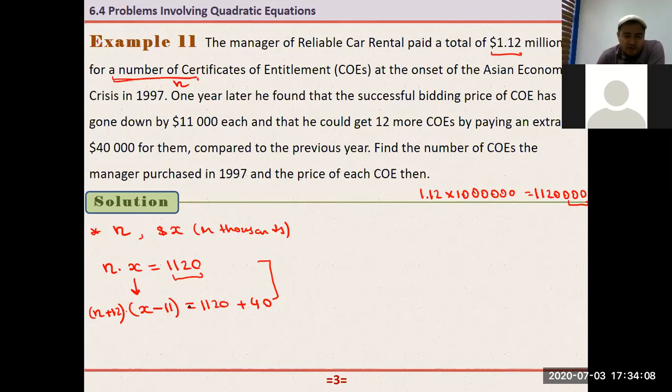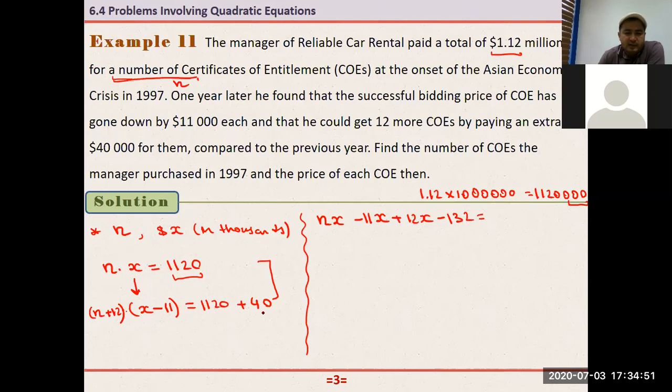Anyway, how do you solve this? It is possible because here we have two equations and two variables. In math, if the number of unknowns is equal to the number of equations, it's always possible to solve. So if you simplify this, n times x, n times negative 11, negative 11x, 12 times x, 12x, 12 times negative 11 minus 10 times 12, 120, and plus 112, it is 132.